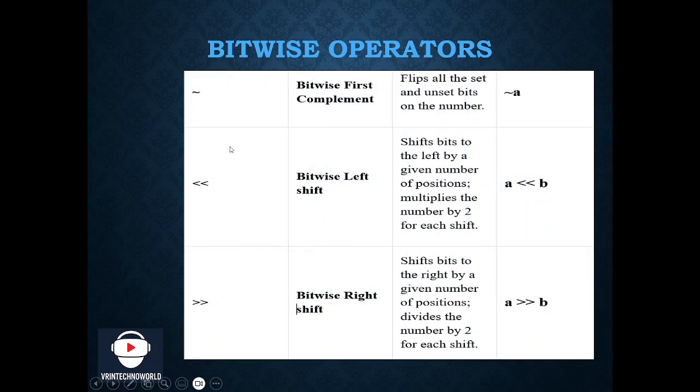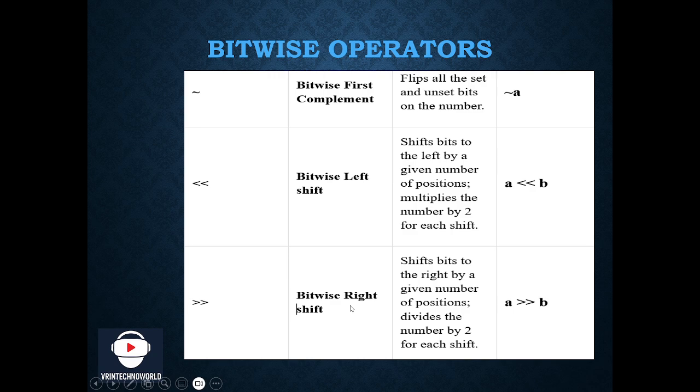Now, this symbol is known as the bitwise one's complement. What is the meaning of it? It flips all the bits; it takes one number and inverts all the bits of it. So this is the inverting of a number. Then bitwise left shift: it takes two numbers and left shifts the bits of the first operand, and the second operand decides the number of places to shift. So this is all about the left shift.